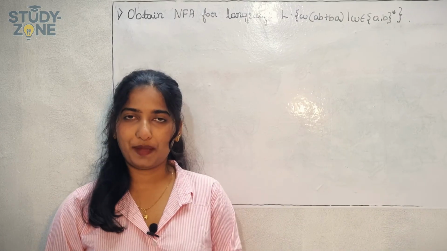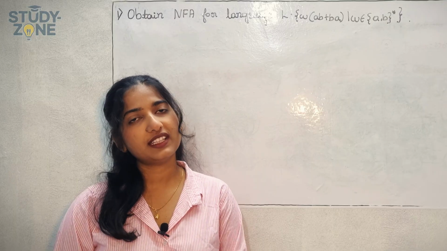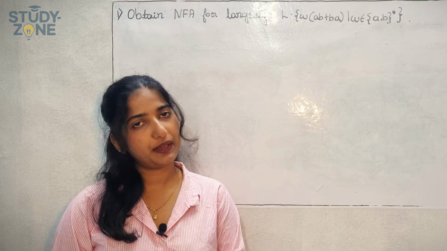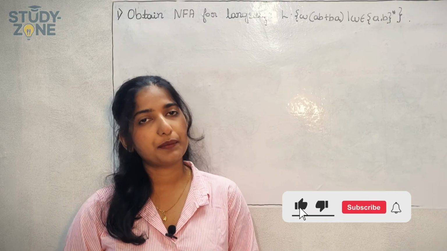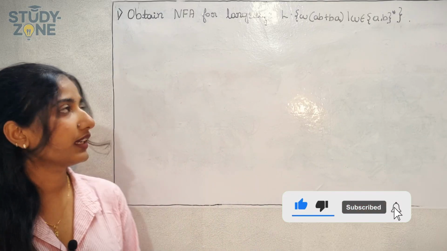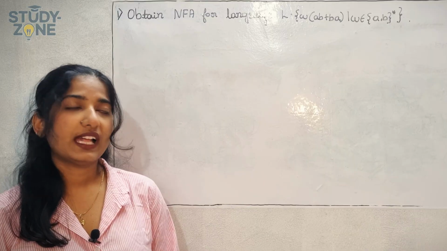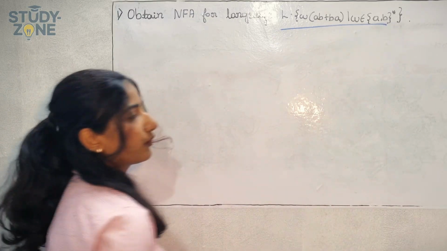Hello students, welcome back. Today we are going to dive into a new topic: obtain an NFA for the language L = {w(ab + ba) | w belongs to {a,b}*}. Here, we have to obtain the NFA for the language that is given in this format.